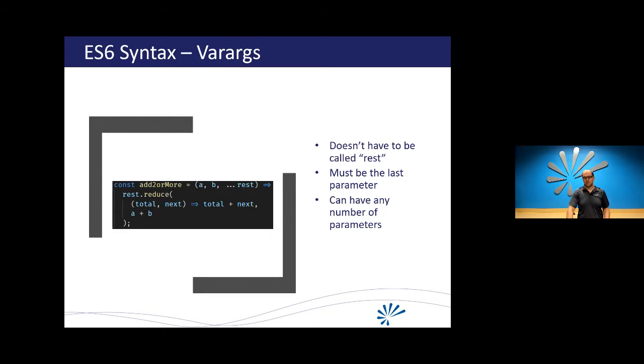It doesn't have to be named rest. Generally, you want to name it something that is obvious that this is an array and not just useless data. And then at that point, it's an actual array. You can use array objects on it. You don't have to do any manipulation to turn the arguments thing into an array.